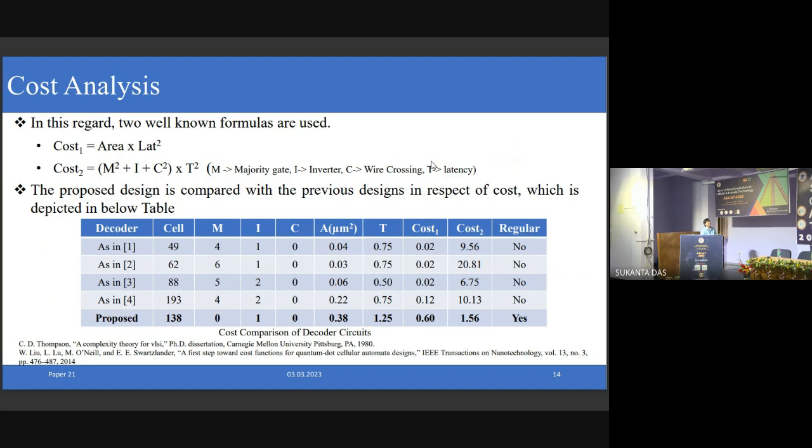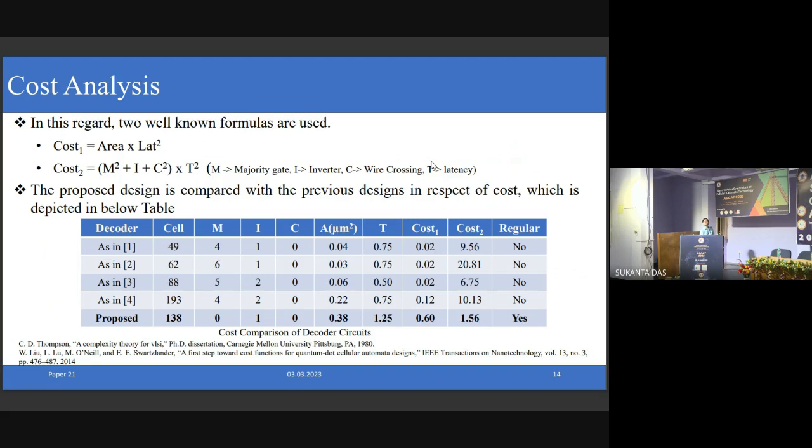In the table below, I have tabulated the cost of my proposed design against the previous research. From the table, we can easily find out that cost 2 is very much less compared to the other designs. Because cost 2 depends on the majority voter, inverter, crossing, and time delay, the cost of my proposed circuit is very much less compared to the others. But in case of cost 1, it is on the higher side compared to the others.